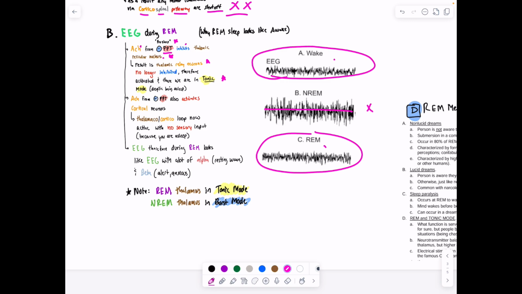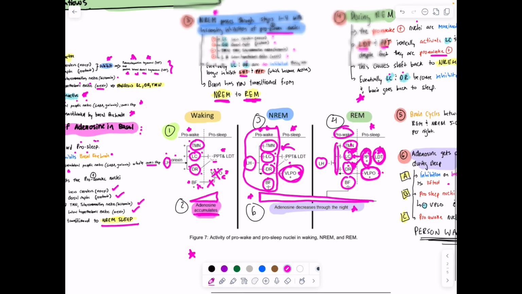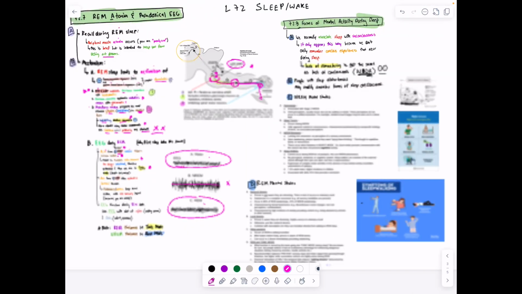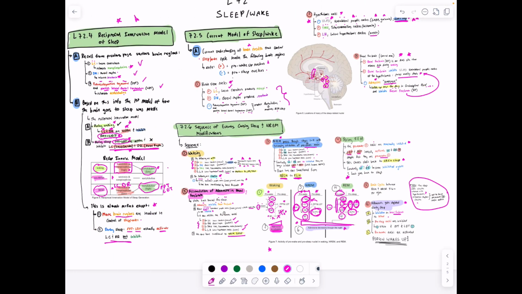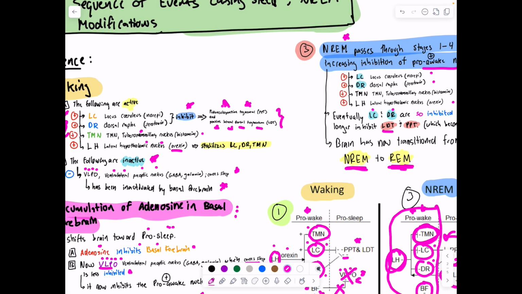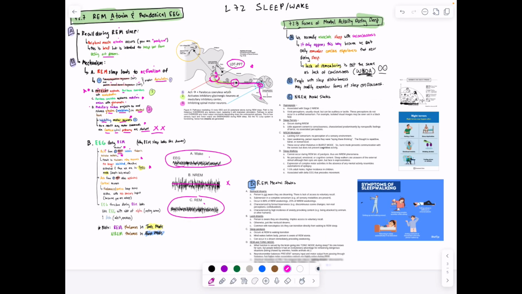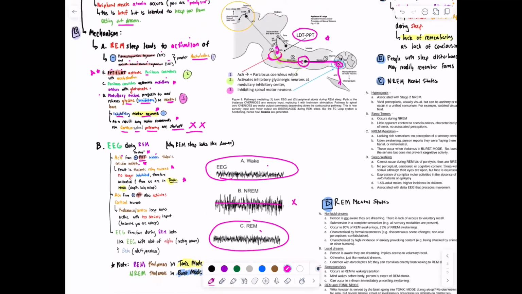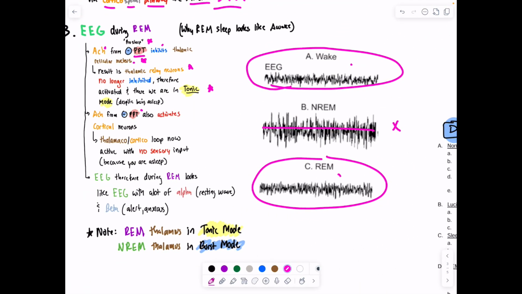But the basal forebrain is still asleep, right? Still inhibited by the fact we have a bunch of adenosine, and then you have those other two nuclei, LH and TMN, which are the lateral hypothalamus and the tuberomammillary nucleus, and those two are still going to be inhibited. So you're still asleep, but the PPT has inhibited the thalamic reticular nucleus, which means the thalamic relay neurons are no longer inhibited, and therefore you're in tonic mode, which is like the awake mode of the thalamus, despite the fact that the rest of the cortex is not awake.